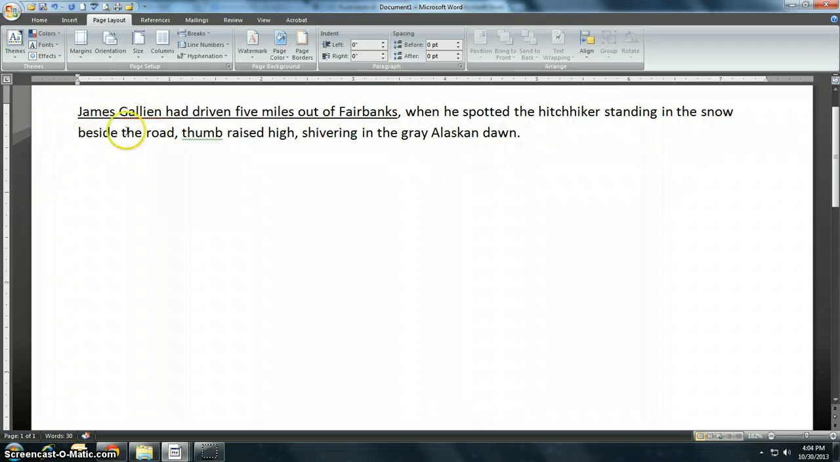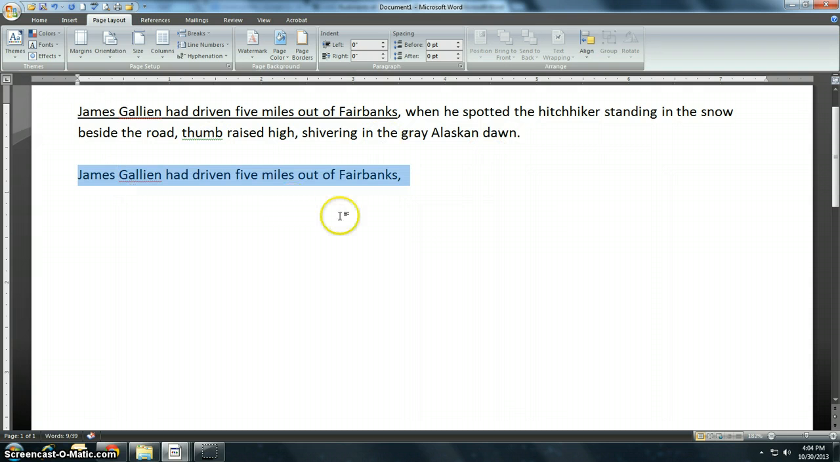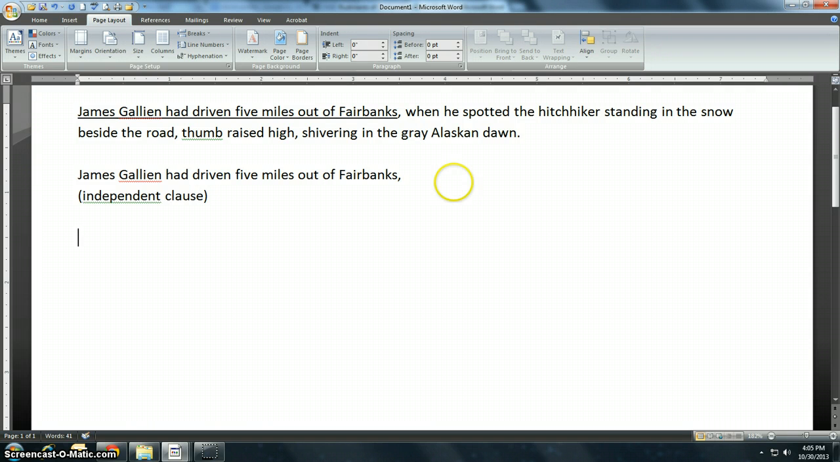So what I'm going to start doing now is just break this thing up according to the structures in here. And again, just like I asked you to do on the test, I'm going to break it up according to punctuation. So I'm going to do this in order. You always do it in order. You don't just start with the independent clause. This one starts with the independent clause, but it does so because the independent clause literally comes first in the sentence. So James Gallion had driven 5 miles out of Fairbanks, and I'm going to label it. All right. Do a couple spaces.